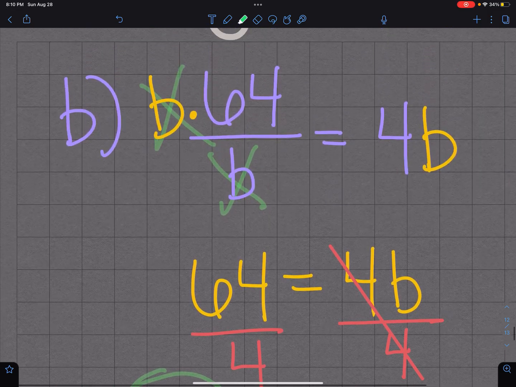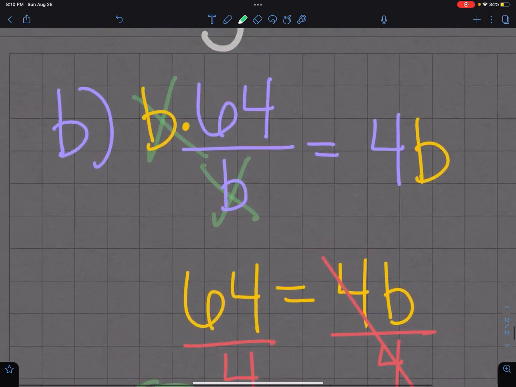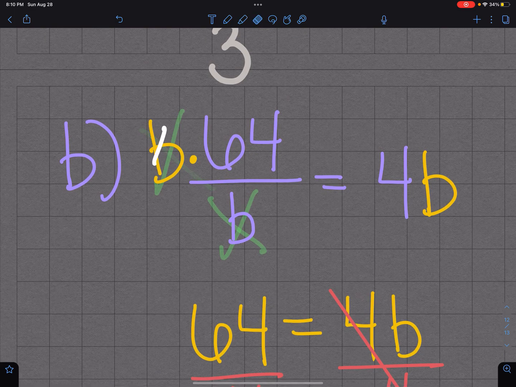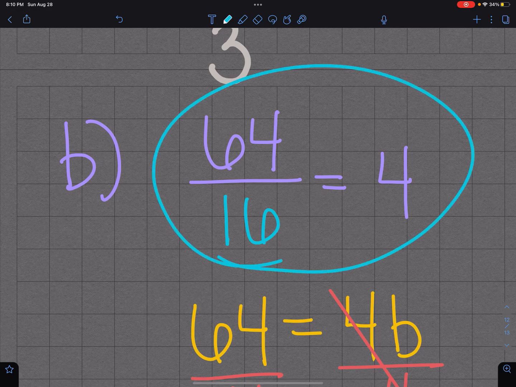So let's go back to the original problem. What if I put in 16 in place of B? So this was the original problem. Okay, 64 divided by something is 4. So if I put in my answer, which I got 16, now I'm going to check, is 64 divided by 16 equal to 4? If that's a true answer, then it is checked and it is correct.